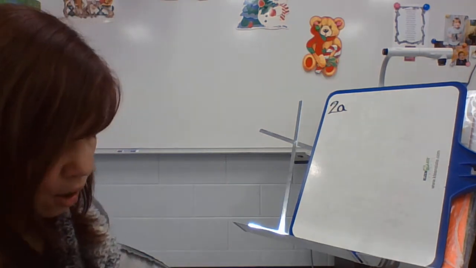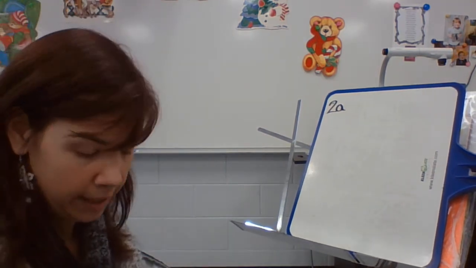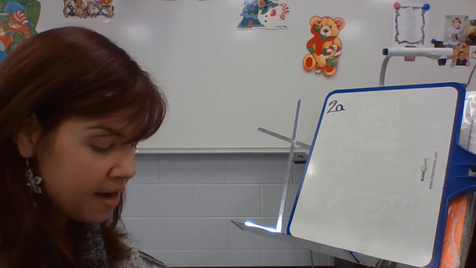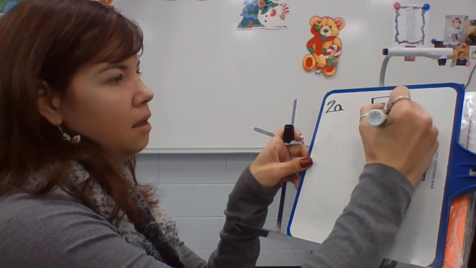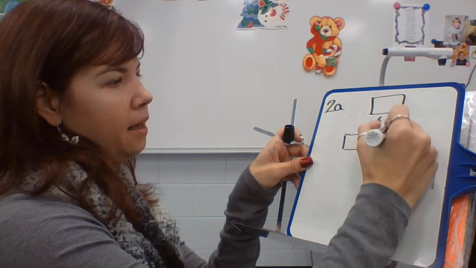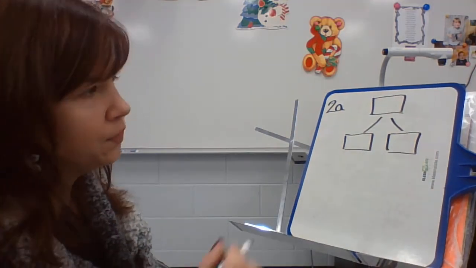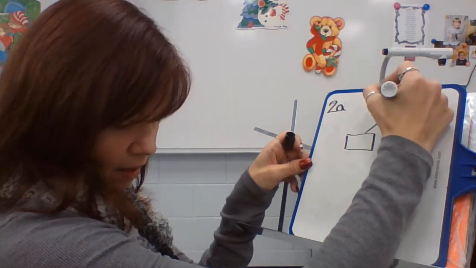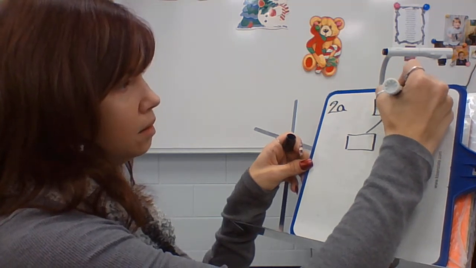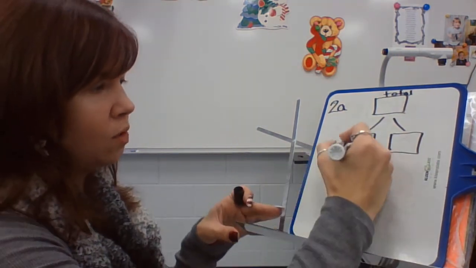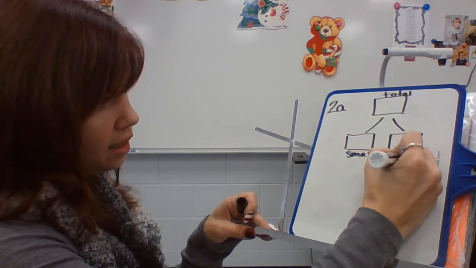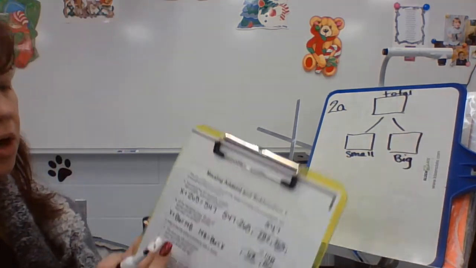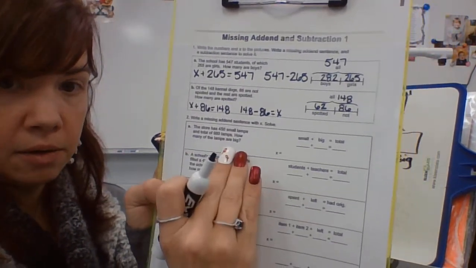All right, so 2A. The store had 450 small lamps and a total of 980 lamps. How many of the lamps are big? All right, so I set up my little organizer. I know that it's talking about lamps, so total lamps. And what kind of lamps make up the total? I have small lamps and I have big lamps. And again, I'm getting all that information from right here.